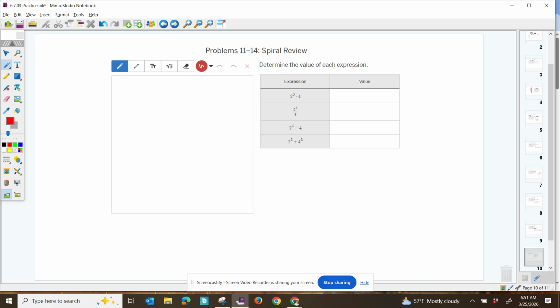Then we've got a review. 2 to the third power is 8 times 4 is 32. So then I've got 8 divided by 4, which is 2. 2 to the fourth is 16. 2 times 2 times 2 times 2 is 16 minus 4 is 12. And then I've got 8 plus 4 to the third is 16 times 4 is 64. I get 72.